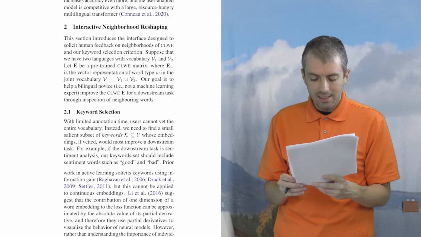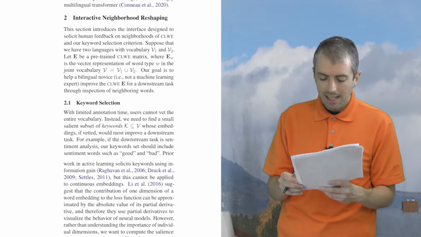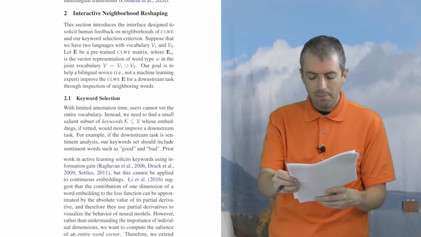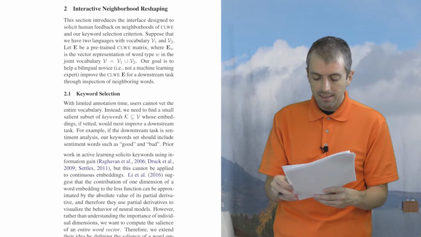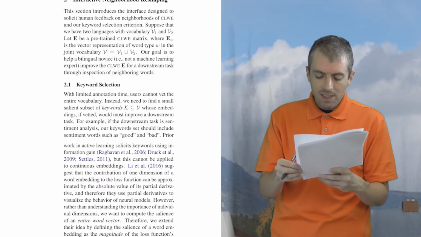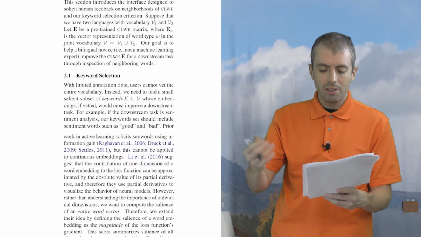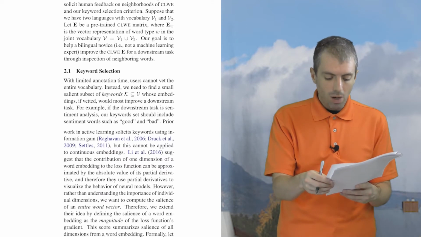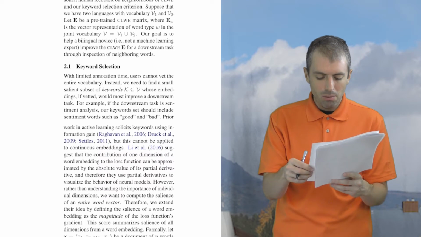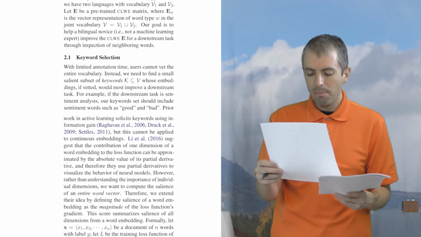With limited annotation time, users cannot vet the entire vocabulary. Instead, we need to find a small salient subset of keywords whose embeddings, if vetted, would most improve a downstream task. For example, if the downstream task is sentiment analysis, our keyword set should include sentiment words such as good and bad. Prior work in active learning solicits keywords using information gain, but this cannot be applied to continuous embeddings.